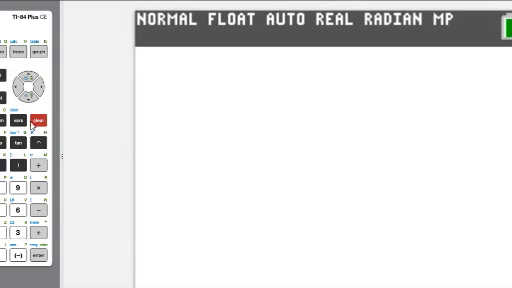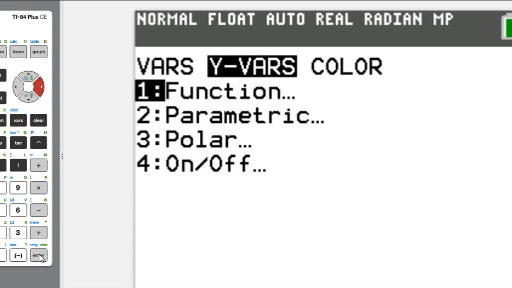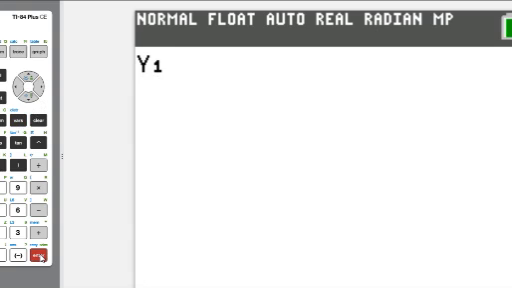So here's the trick. We press the vars button. We go over to yvars, select function, and select the very first one, y1. Why? Because that's where we put the function. All right? Put a left parenthesis. And weren't we checking values close to 5? We were. So let's do 4.9. Now let me show you something. Don't put the other parenthesis on there. I'll show you why. Hit enter.